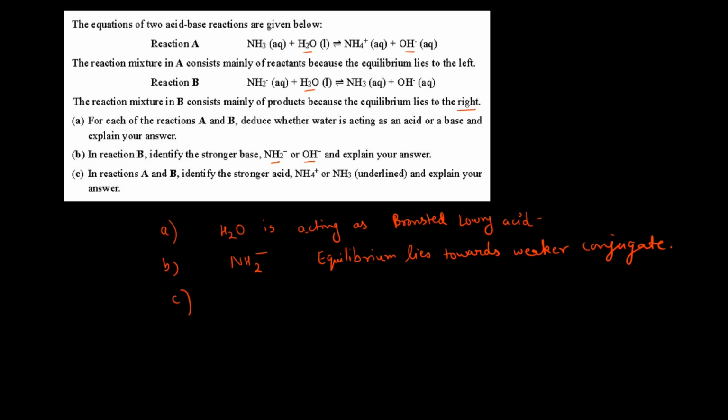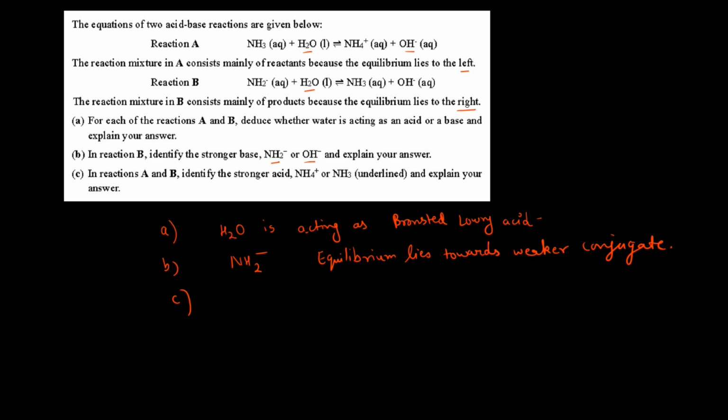Now part C, in reactions A and B identify the stronger acid, ammonium ion or ammonia. So if we see reaction A, the equilibrium is lying towards the left. It means it is lying towards ammonia and water. So ammonia is a weak base because equilibrium lies towards a weaker conjugate. So ammonia is a weak base. It is acting as a base because it is accepting a proton.